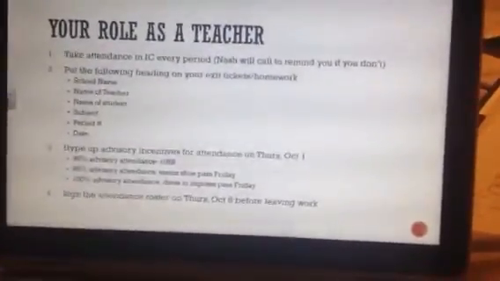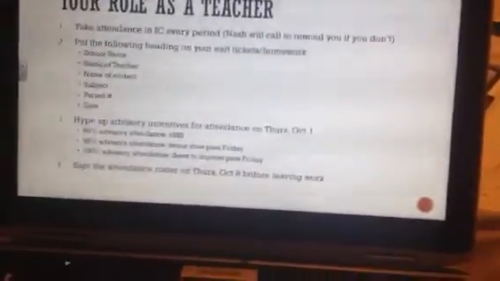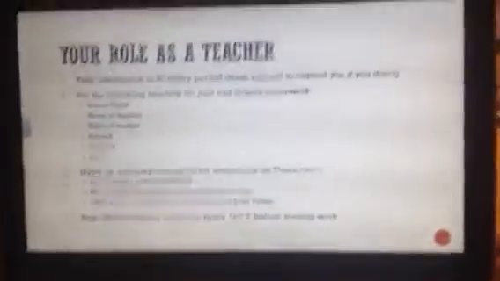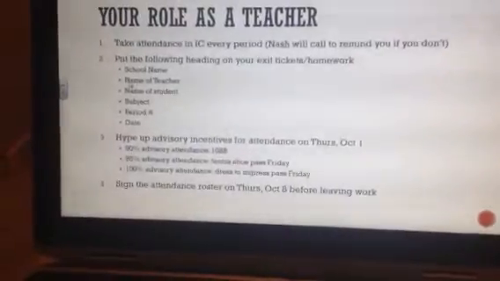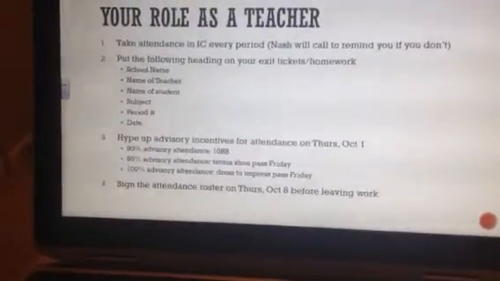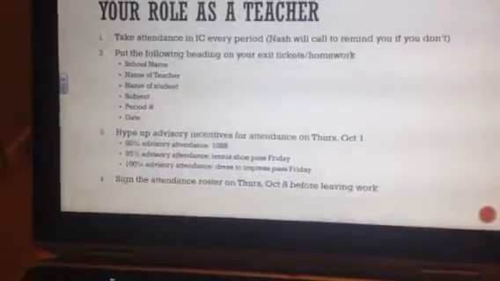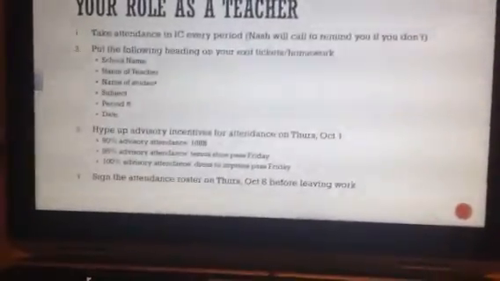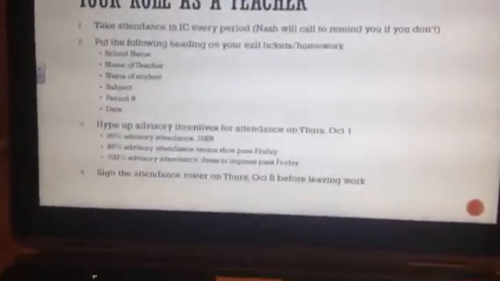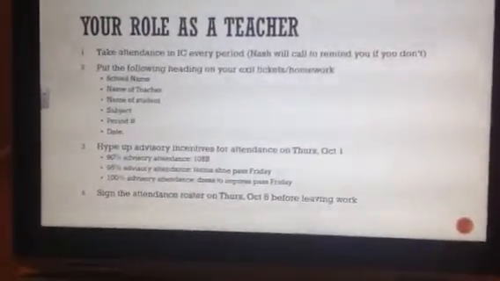The second is starting Thursday, September 24th, this Thursday, we're going to put the following heading, see bullet point 2, on all exit tickets and homework. So go ahead and jot down what needs to be in the heading, I will also put it in the SOMOS. And the reason for that is if a student is not here on October 1st, then we have to pull work samples from a few different days during the October count period to prove their attendance.